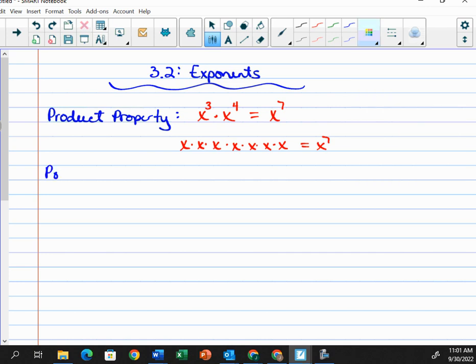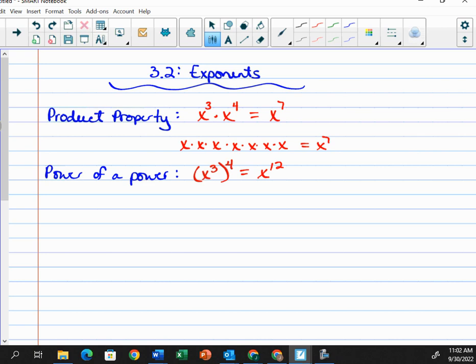All right, let's do power of a power. How about x cubed to the 4th? Exponent raised to another exponent? Yep, that is power of a power. That is x to the 12th.